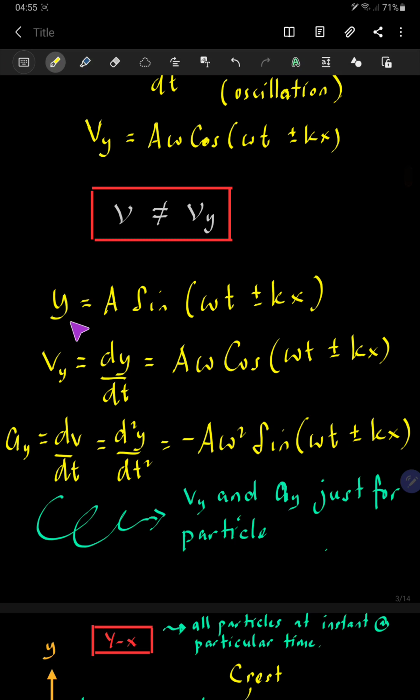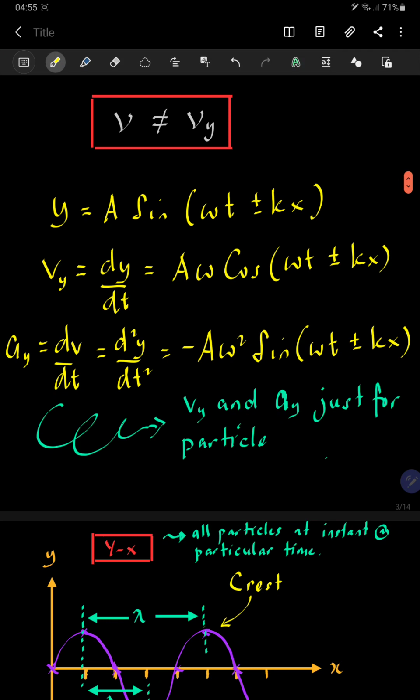Basically this is the main equation of the wave. For the first differentiation, you will get vy, that is the speed of the particle. And for the second differentiation, which is dv over dt or d²y over dt², you get negative a omega squared sine omega t plus minus kx. So this is the acceleration of the particle which is oscillating upward or downwards.